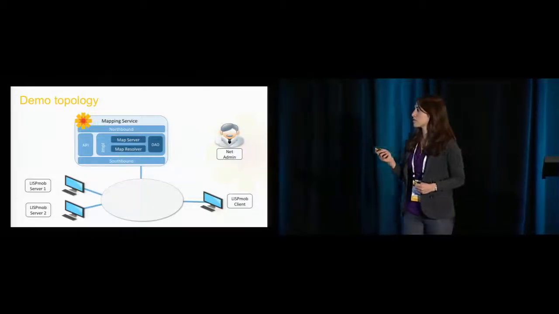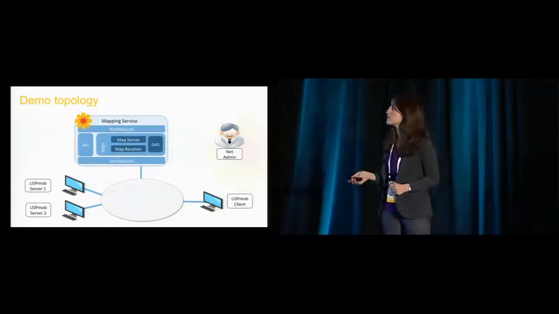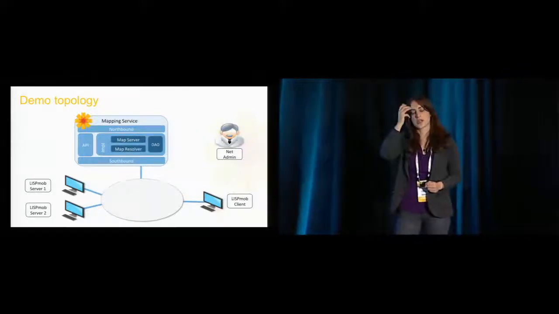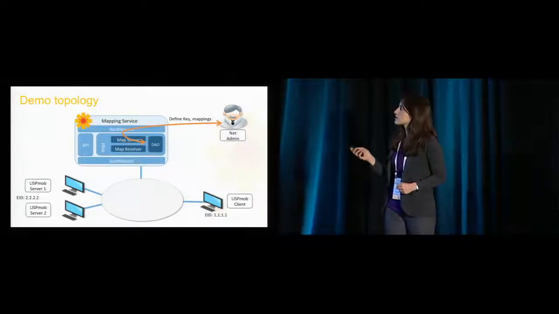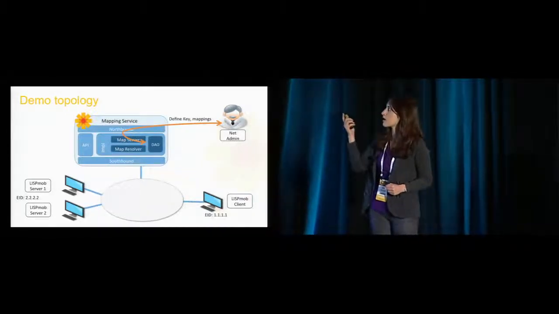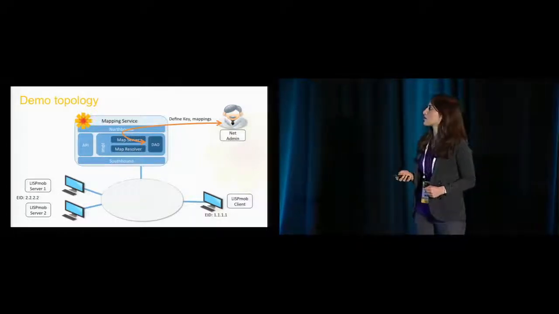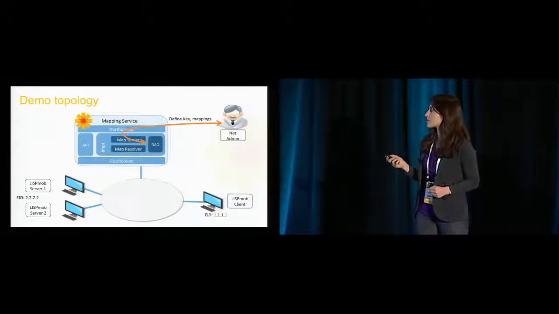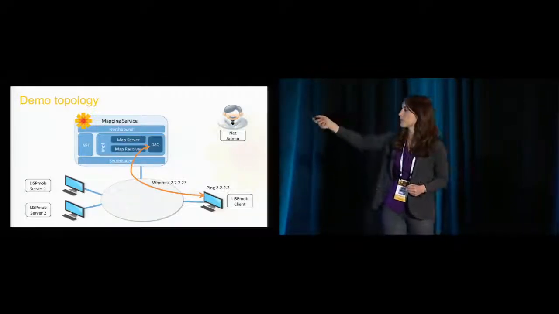So here's a demo topology. We have 3 LISP mob nodes. There's a client and 2 servers. And we have the OpenDaylight running on a separate machine. So what I'm going to do first is define the keys and mappings via the REST API into the ODL LISP project. And then I'm going to go ahead and ping one of those servers.